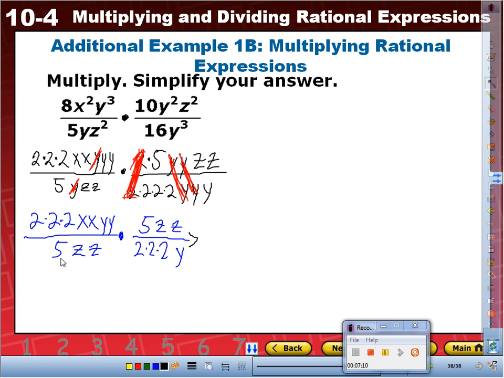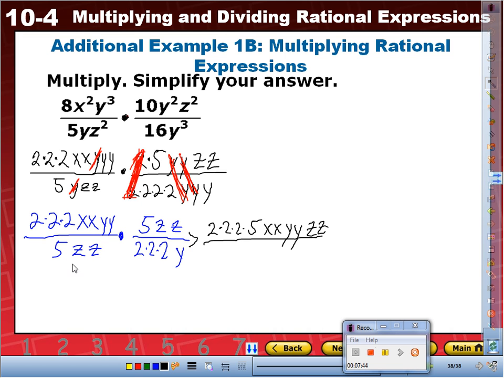I'm going to start with all the numbers. 2 times 2 times 2 times 5. Is that correct? So this is 2 times 2 times 2 times 5. We're going to leave them as factors. Remember that. Next, what's my next variable? X times x, y times y, z times z. We're done with the numerator.